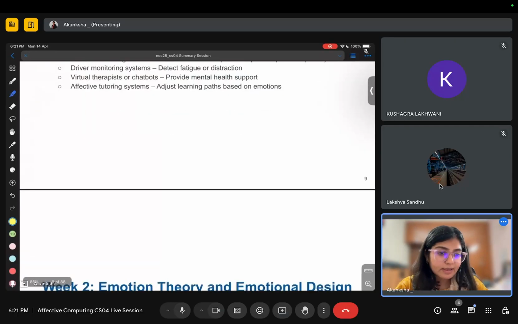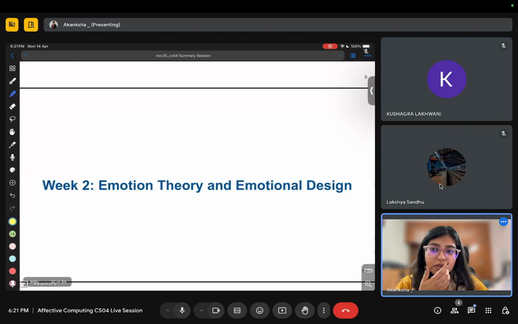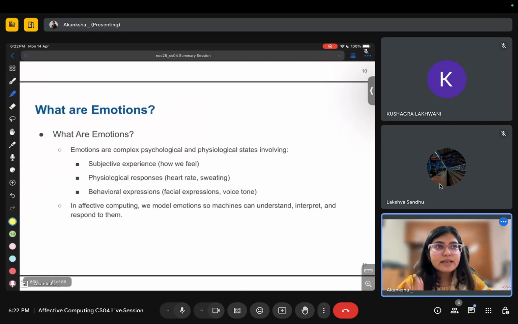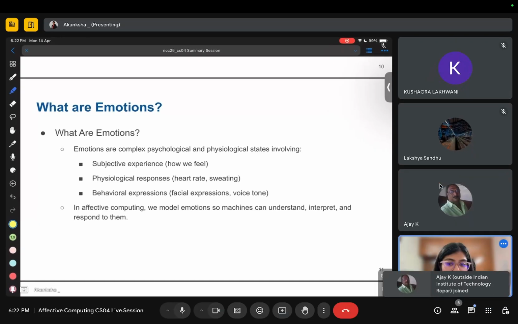So an application basically. So this was all about week 1, which talks about the fundamentals. Now this is the most important part, I would say: emotion theory and emotional design. So what exactly are emotions? We know what emotions are, but to define it accurately, happiness is what? There are no rules for this. Happiness may vary for me, for you it might be different, right?